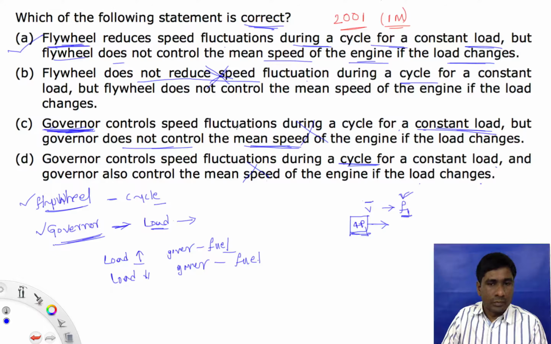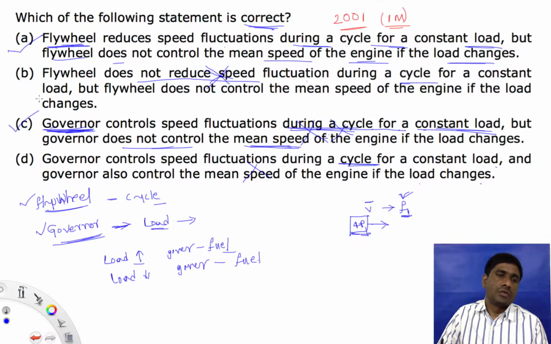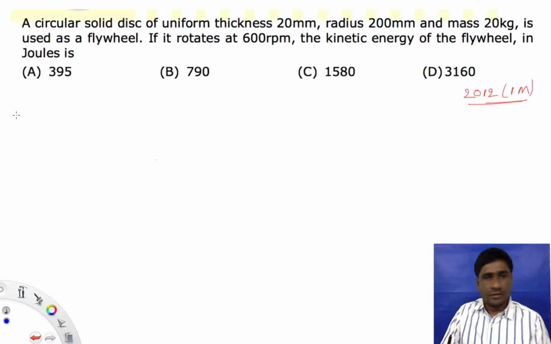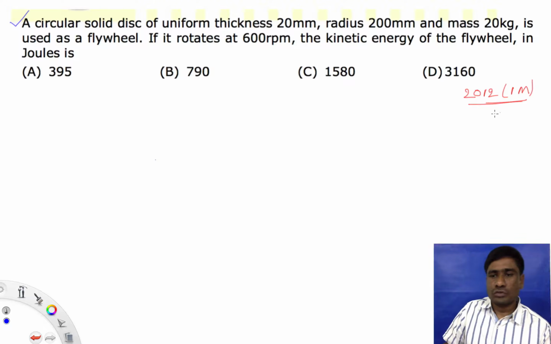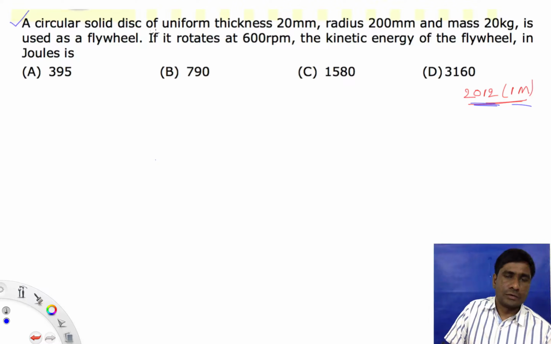Here in the above option C, governor controls speed fluctuation during a cycle for a constant load. Here also they have mentioned it as during the cycle. This is also wrong, right? So B, C, D are wrong, and our answer is A. This one has been asked in 2012 for 1 mark.